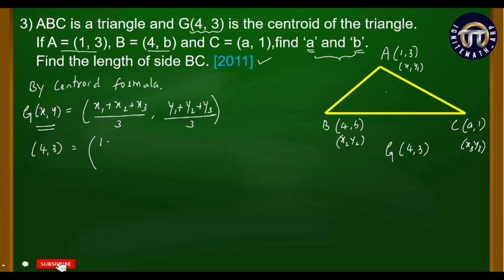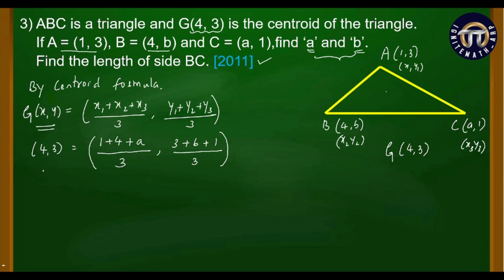So I can write this one as 1 plus 4 plus a divided by 3, and y1 plus y2 plus y3 by 3, that is 3 plus b plus 1 divided by 3. I've just substituted, children. X1 is 1, x2 is 4, and x3 is a. Then y1 plus y2 plus y3, that is nothing but 3 plus b plus 1 by 3.